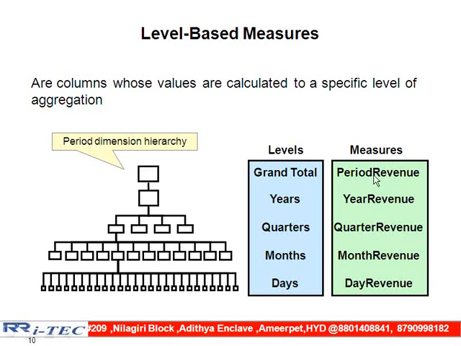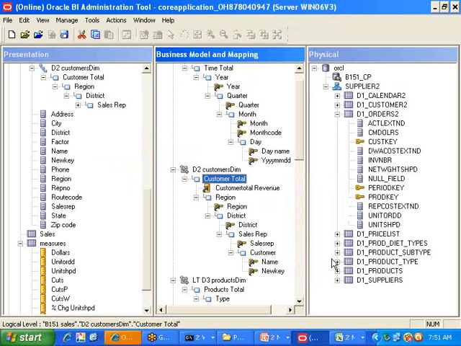Suppose I am saying here measures, period revenue. That means what, sir? Total revenue. This is what, sir? Year-wise revenue I want. This is what, sir? Quarter-wise revenue. This is what, sir? Month-wise revenue, day-wise revenue. These are not what, sir? Level-based measures.